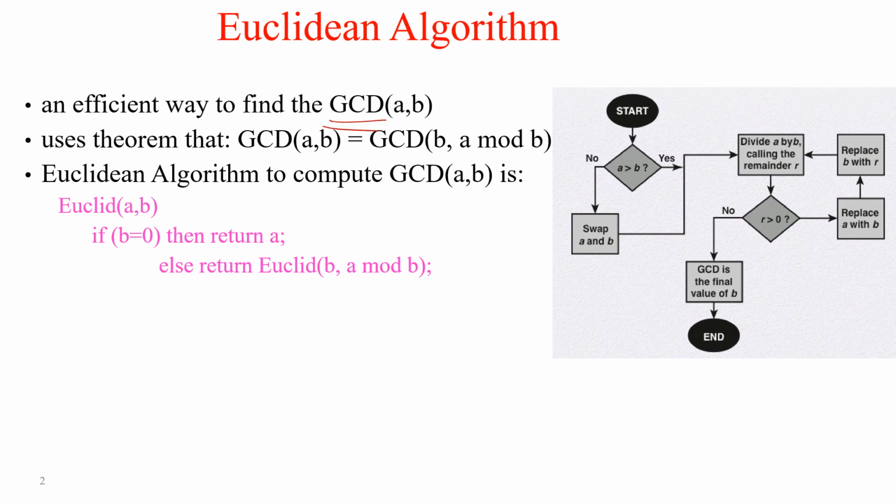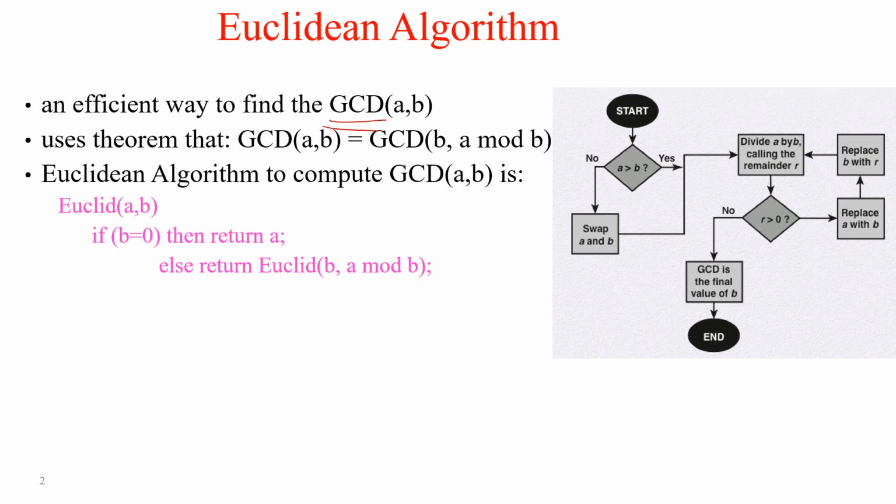All of you, in your school days, have calculated this greatest common divisor, but not with respect to the Euclidean algorithm. You were just finding out the factors, taking the common factor, and finding the GCD of two numbers. Here we are using one theorem in order to calculate the GCD of two numbers. That theorem is what we call the Euclidean algorithm.